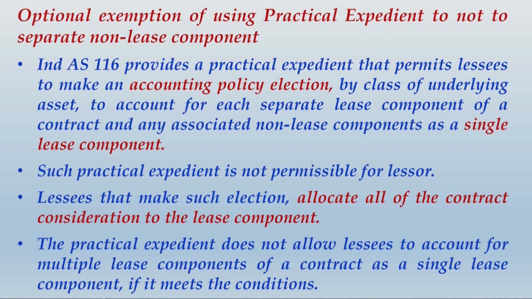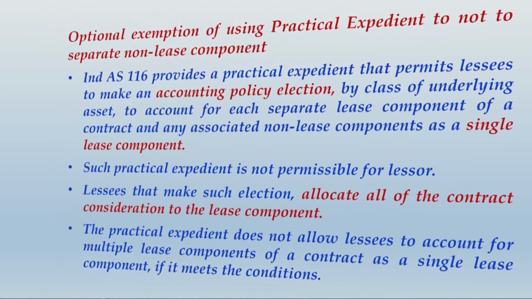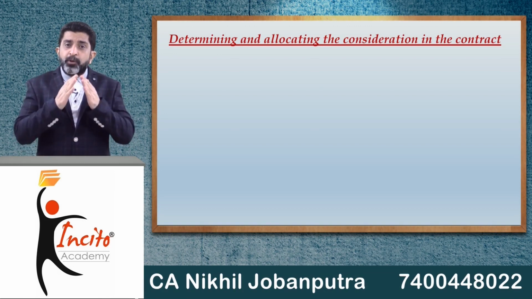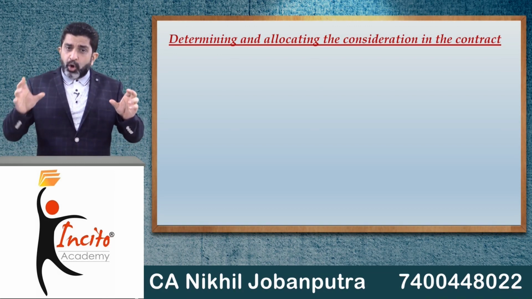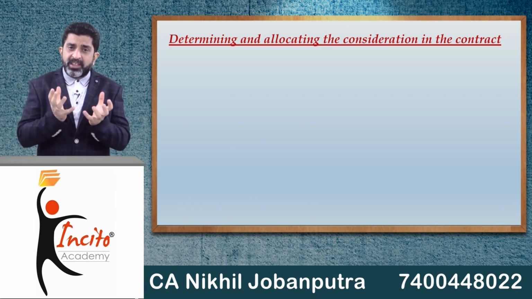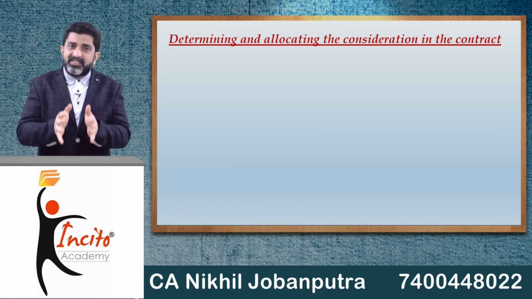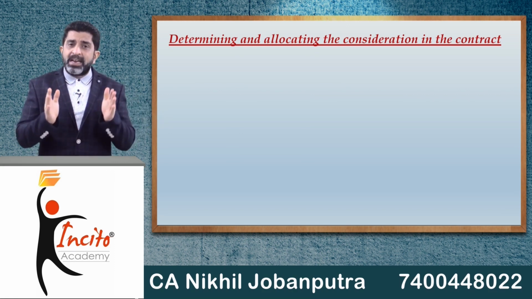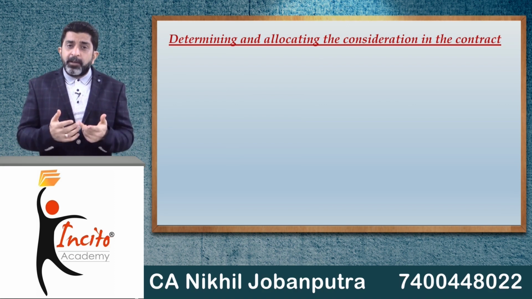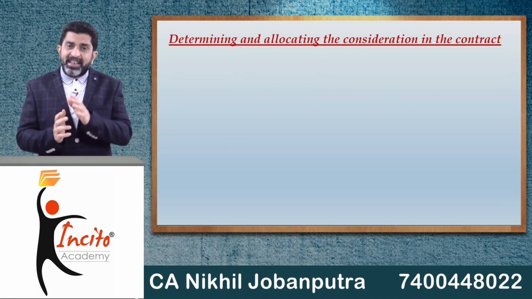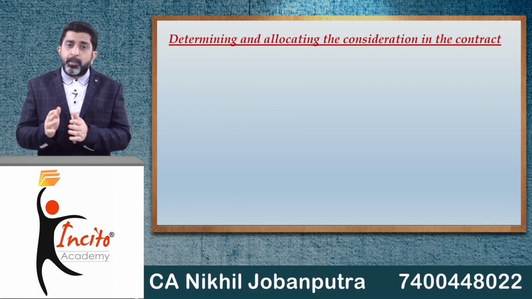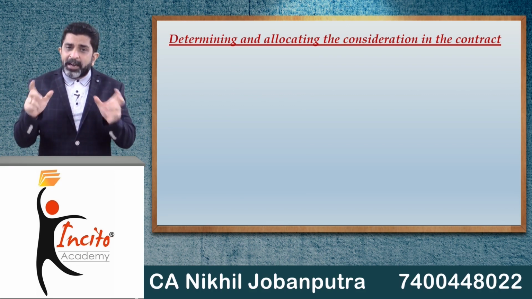Alright friends, you would have finished writing this whole thing. Let us move ahead and now write up the basis of allocation. If the lessee definitely makes a choice of not separating the lease and non-lease component and accounts for the whole thing as if it is a lease component only, that is just one choice. What if the lessee does not make that choice and wants to separate the lease and non-lease component and account for these two separately?